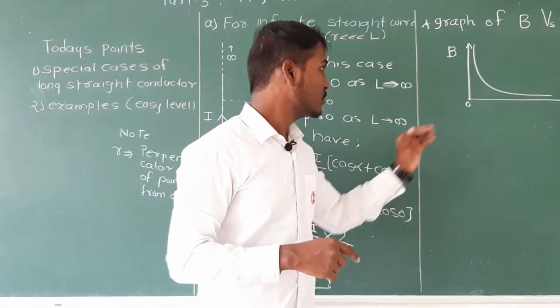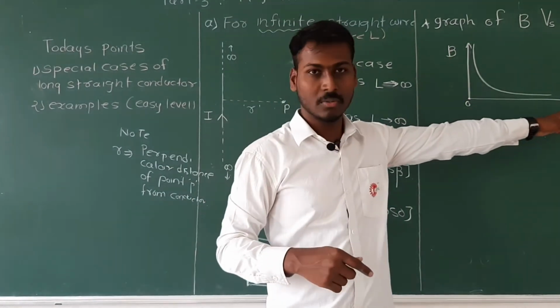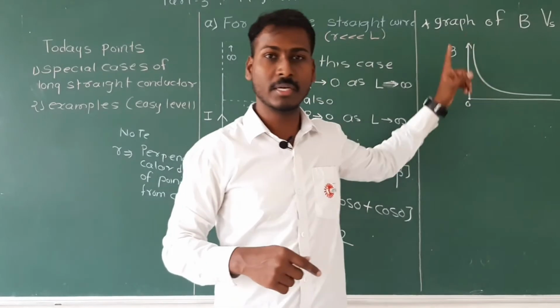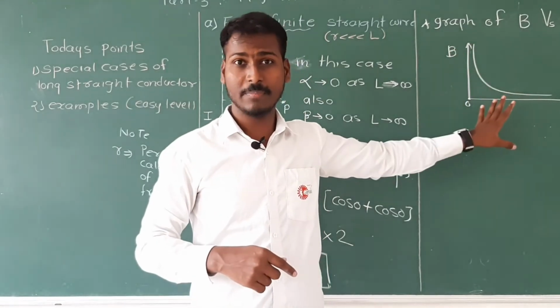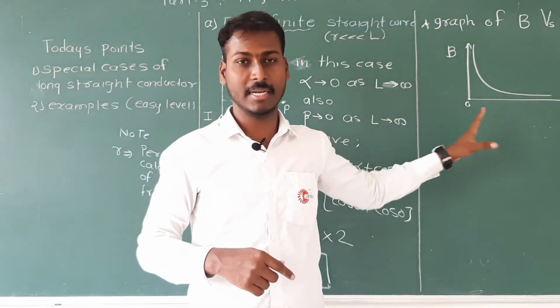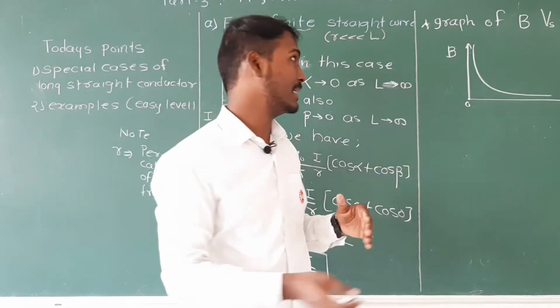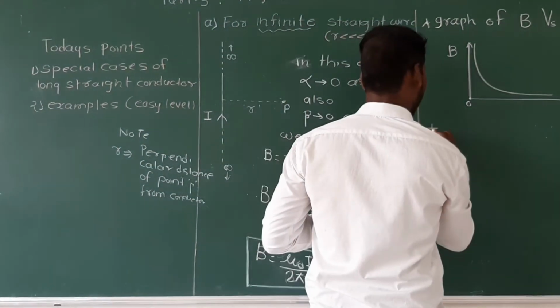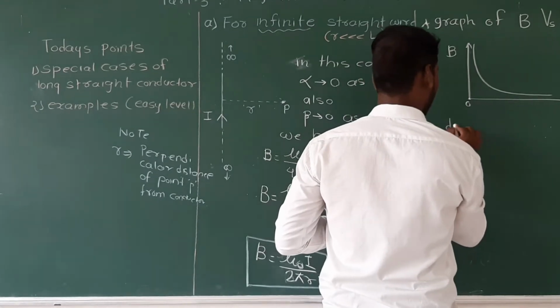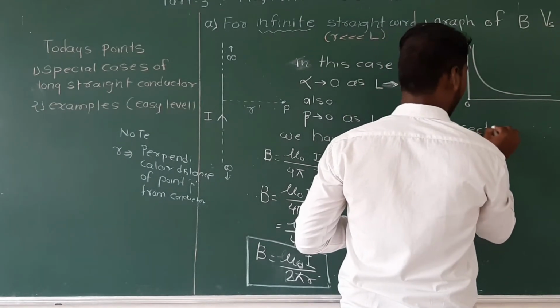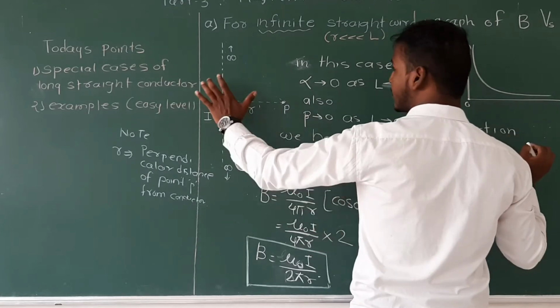So you know that magnetic field is inversely proportional to the perpendicular distance. If you increase the perpendicular distance, the magnetic field will decrease, and if you decrease the perpendicular distance r, the magnetic field will increase. That's it. Now see regarding direction. This is for magnitude. Now direction. Let us take this.